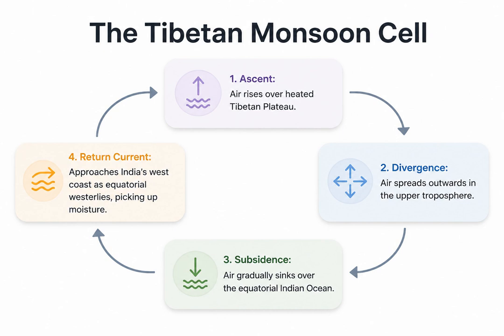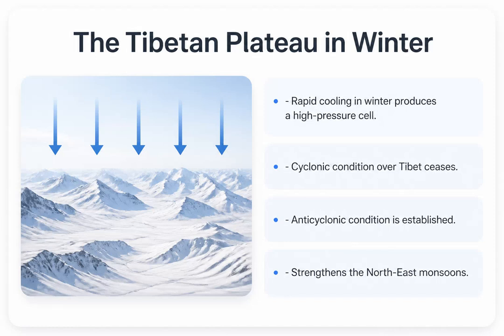As the air ascends, it hits the upper troposphere and spreads outwards. This is divergence. It travels south and gradually sinks or subsides over the equatorial part of the Indian Ocean. This sinking air builds up high pressure over the ocean, which then sweeps back toward the west coast of India as a return current. These equatorial westerlies pick up massive amounts of moisture from the ocean, eventually dumping it as rainfall over India.